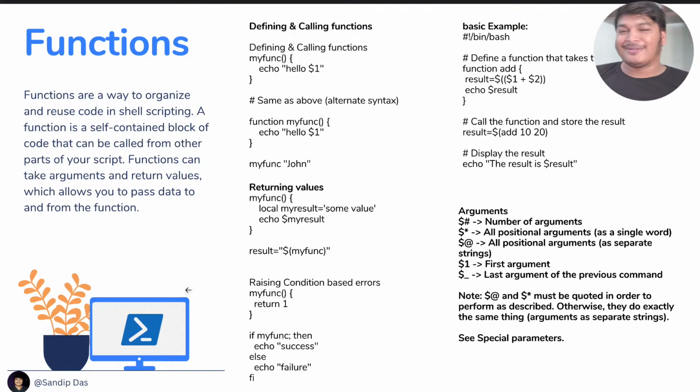Okay, so we are at one of the best things in programming, software: functions. Now the essence of a function is code reuse. You write a function once, and you use it whenever you require. You don't have to write the function again. That's just once, that's it. So what are functions? In simple terms, functions are a way to organize and reuse code in a shell script. And again, not just shell scripting, but in general for any programming language. A function is a self-contained block of code that can be called from other parts of the script.